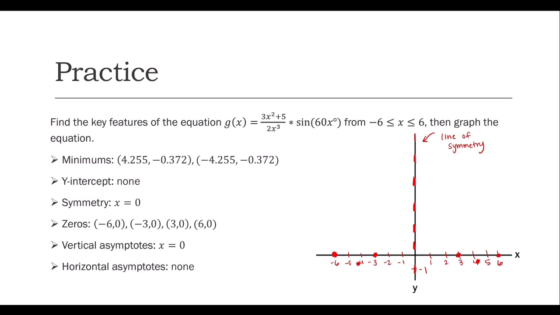We have a vertical asymptote at x equals 0, so we can also label this as our vertical asymptote. And then we don't have a horizontal asymptote. So we can go ahead and graph this. And that is what you would do for this problem.